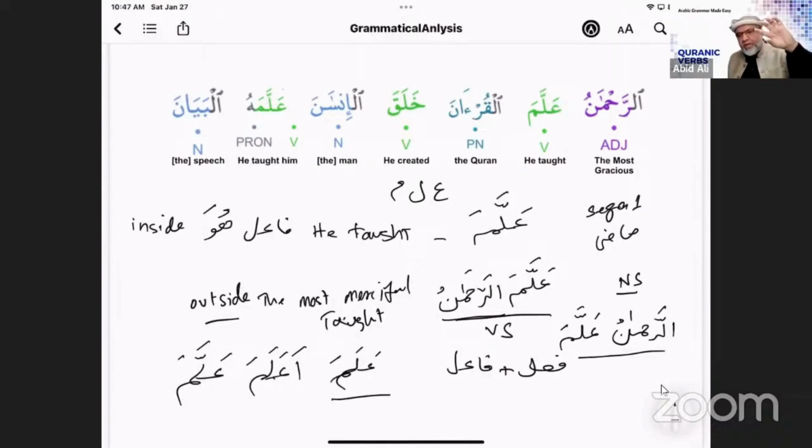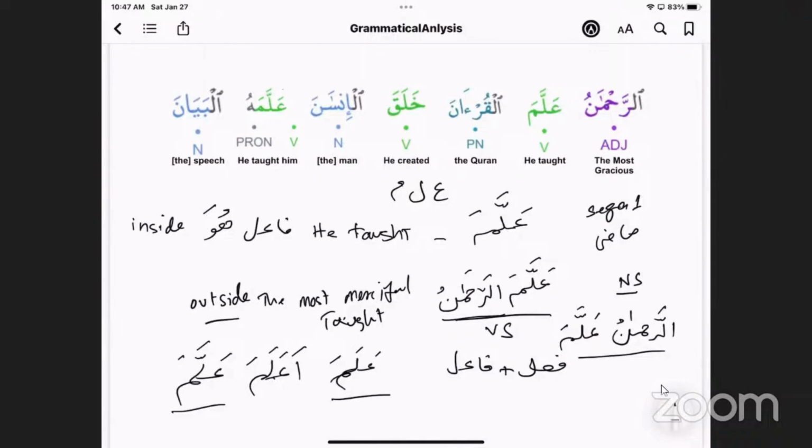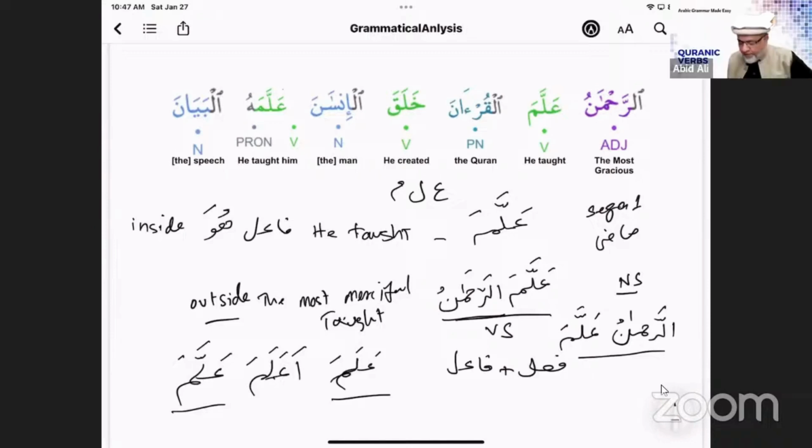That action belongs to himself only. There is no object. But Allama, he taught. So obviously he taught somebody else. And that is where you have the mutaaddi. Making sense? And similarly, when we have a verbal sentence, we can have an inside fa'il or an outside fa'il. And we can also convert a verbal sentence into a nominal sentence.